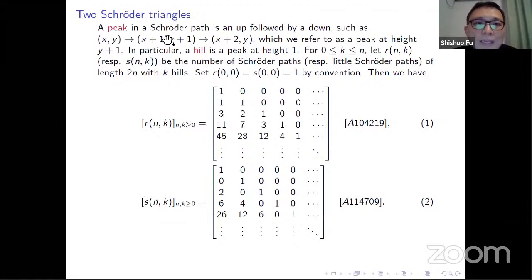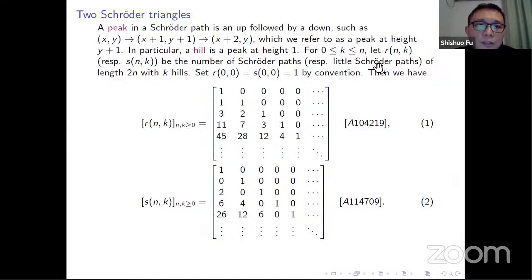We consider a peak on the Schroeder path to be two consecutive edges, one up edge immediately followed by a down edge. Graphically, it is easy to understand why this is called a peak. We talk about the height of the peak. The height of the peak is the y coordinate of the middle point, the summit. All peaks at height 1 will be called a hill for short.